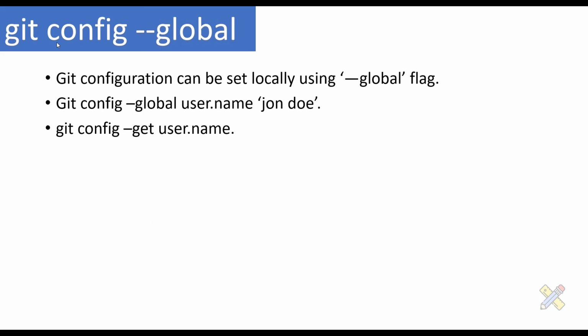So this is another variant of git config. In this, we specify a global flag to set the configuration globally for the entire Git instance, that is for all repositories in your system. So there is nothing different except that we mention the global flag while setting the config variables.